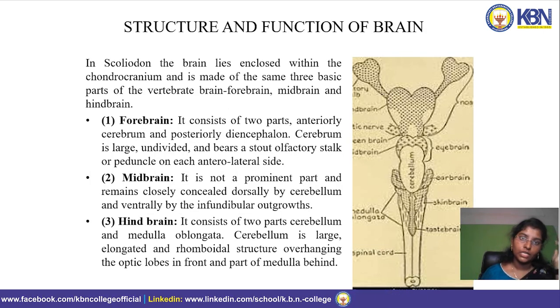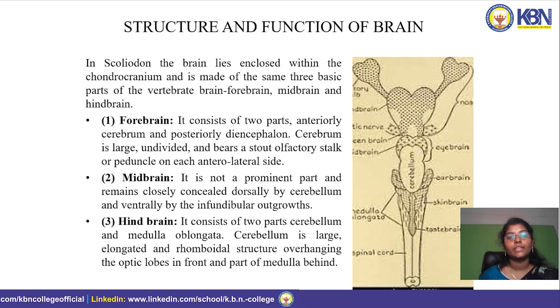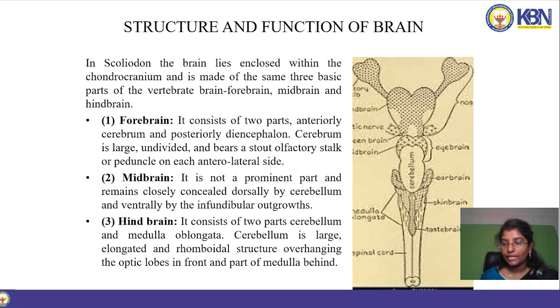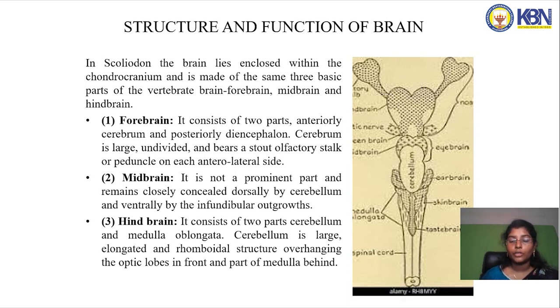Next, structure and function of the brain. In Scoliodon, the brain lies enclosed within the chondrocranium and is made up of the same 3 basic parts of the vertebrate brain: forebrain, midbrain, hindbrain. In humans also we can observe 3 parts of the brain, that is forebrain, midbrain, hindbrain. Likewise, in the Scoliodon brain we can observe 3 parts.